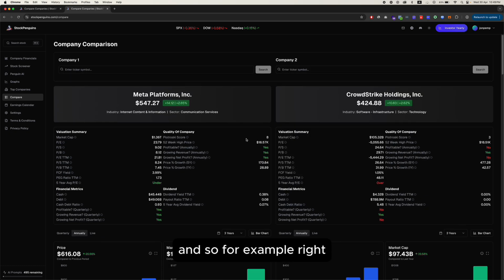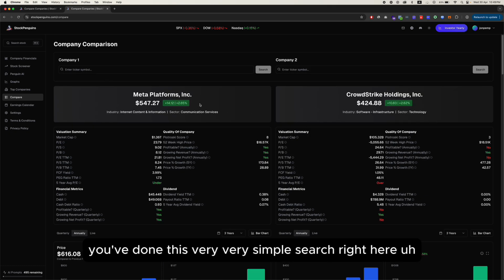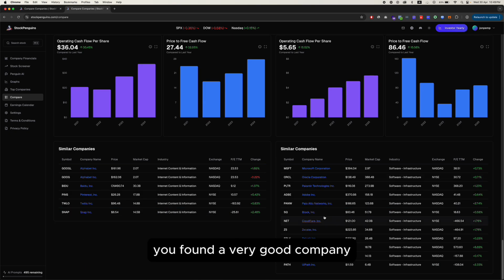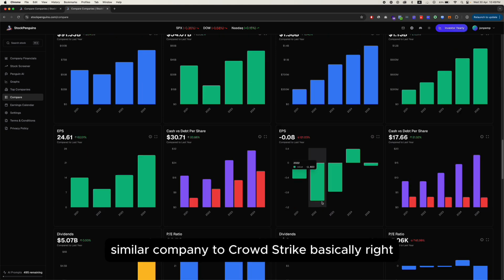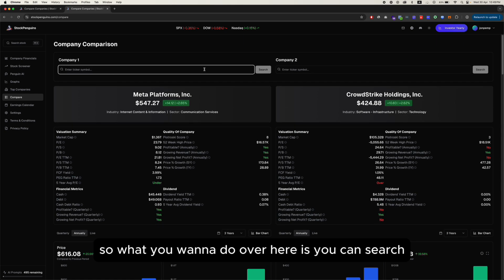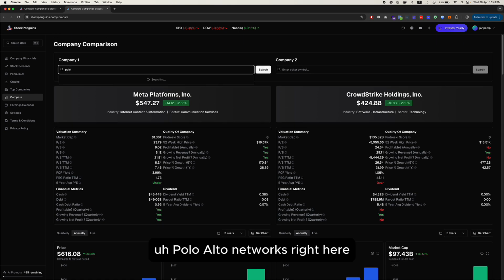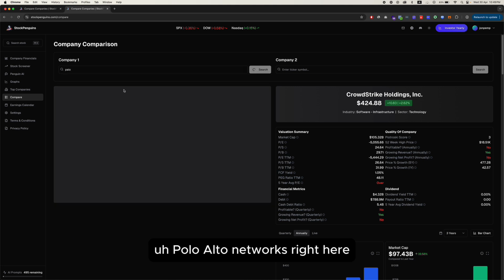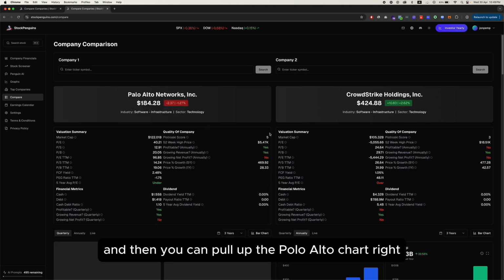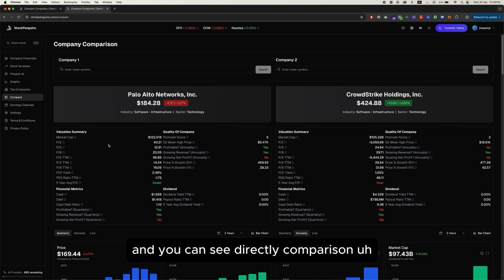All right. And so for example, you've done this very, very simple search right here. You found a very good company that you want to compare it to. So Palo Alto here is a very similar company to CrowdStrike, basically, right? So what you want to do over here is search Palo Alto Networks right here, and then you can pull up the Palo Alto chart, right? And you can see a direct comparison.